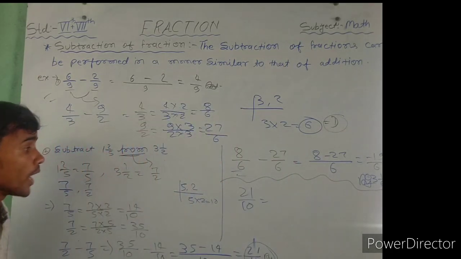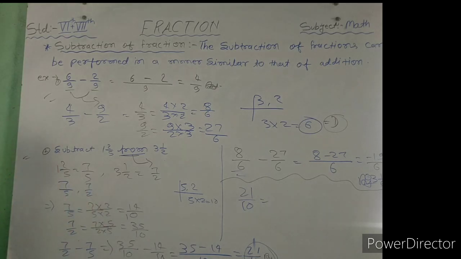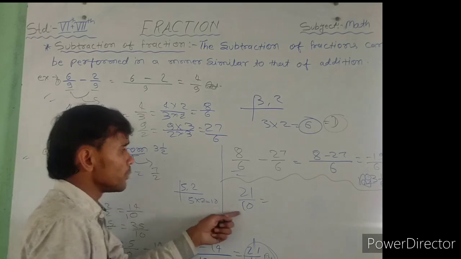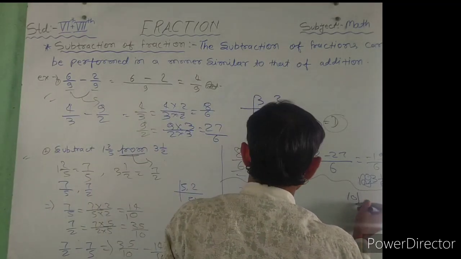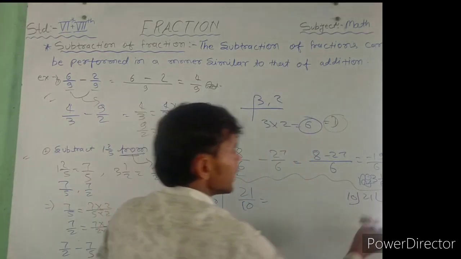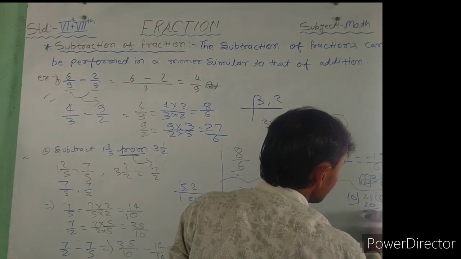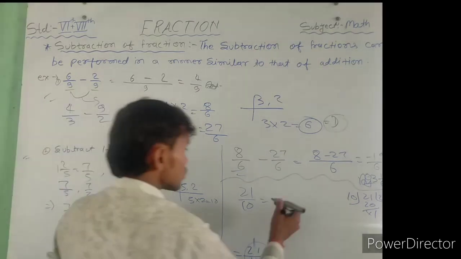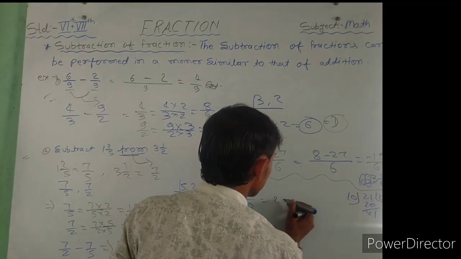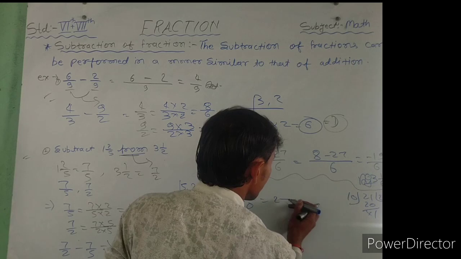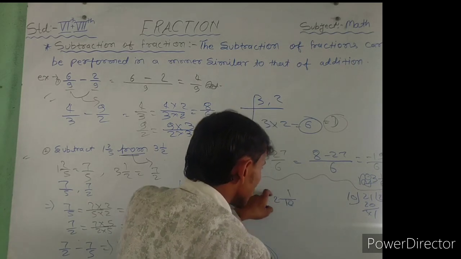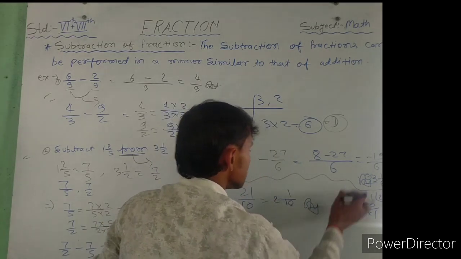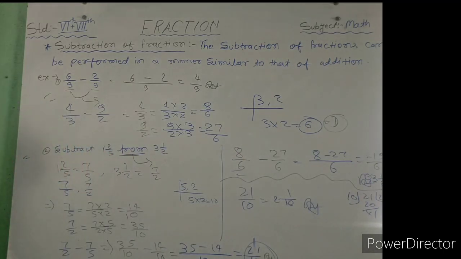After that, if you want to convert to a mixed fraction, then you change it. It means divide. Firstly, you divide 21 by 10. 10 2s are 20, and remainder 1. So you write 2 whole 1 by 10. That's your answer. So firstly write it down in your copy.